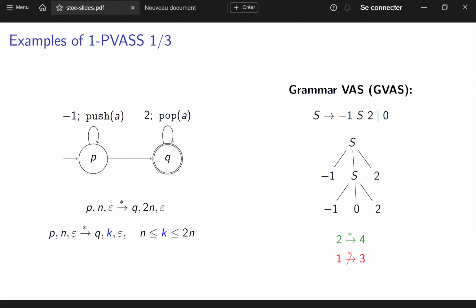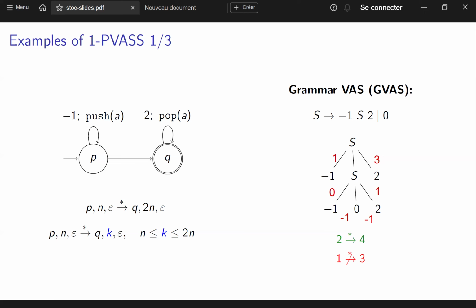For instance, here we have a tree produced by the grammar VAS. It witnesses that from 2 you can reach 4. Indeed, if we compute the partial sum between the leaves, you can see that they are all non-negative and that the final sum is 4. However, this tree doesn't witness that from 1 you can reach 3 because the partial sum gets negative at some point. Actually, in this grammar VAS, from 1 you cannot reach 3.